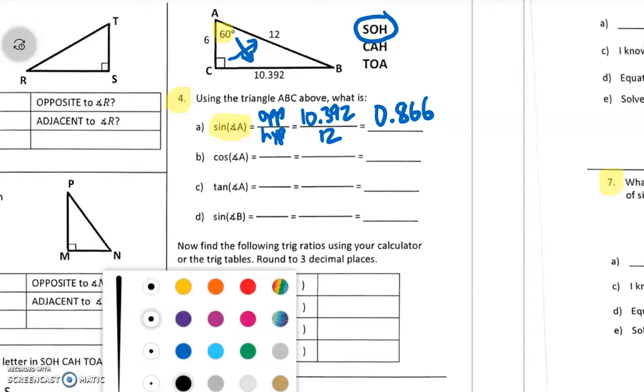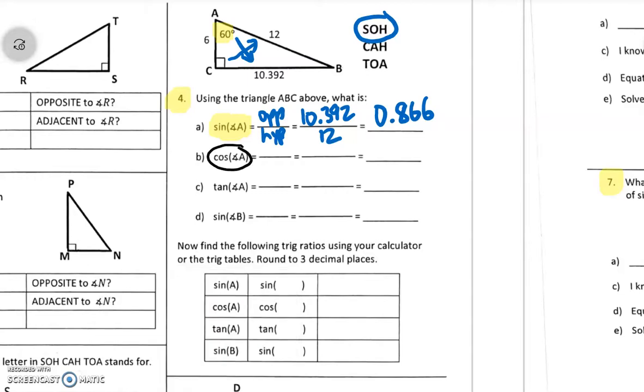Okay, so the next one says, what is the cosine of angle A? So we're still looking at that same angle up here, except cosine is adjacent over hypotenuse. So we want to write A over H. The adjacent side to angle A is 6. It's right next to it. And the hypotenuse is still 12. 6 over 12 is 0.5, or 1/2.